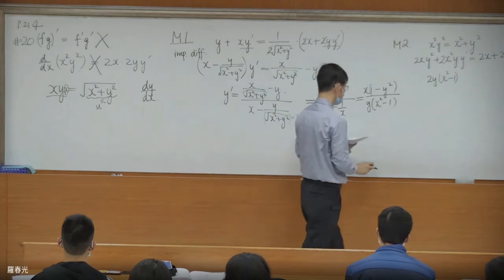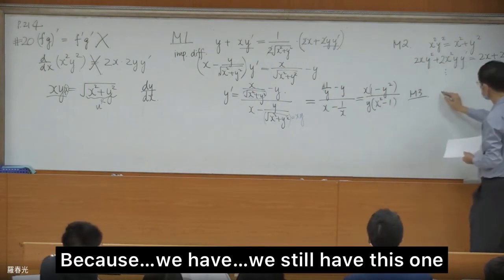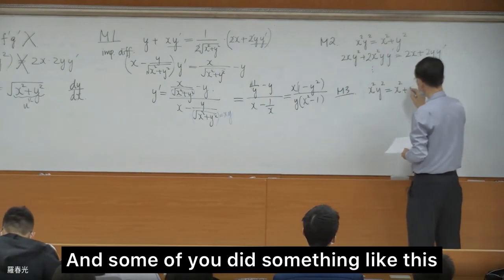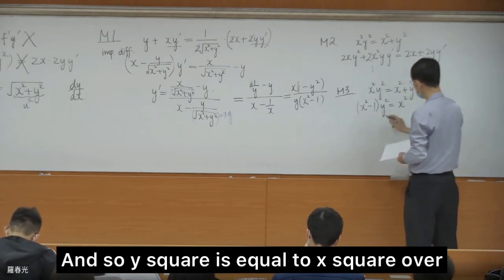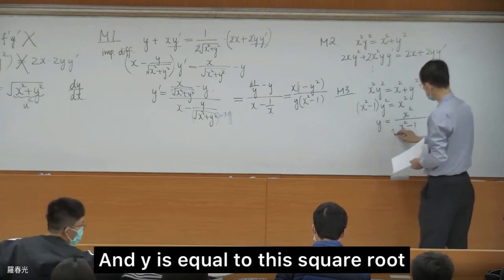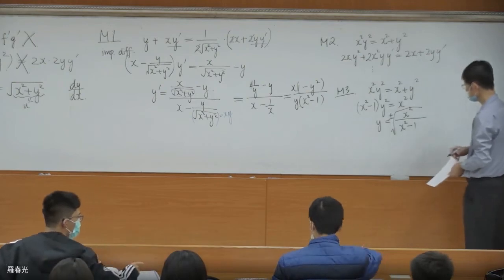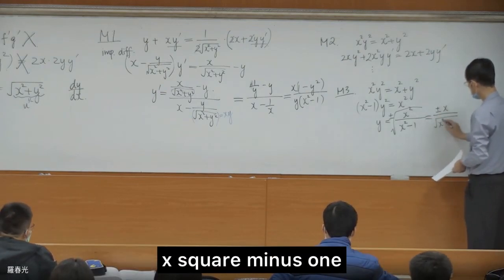But I have another. I call this method 2. And in fact we have a method 3. How? Because we still have this one, and some of you did something like this: x squared minus 1 times y squared is equal to x squared, and so y squared is equal to x squared over x squared minus 1, and y is equal to this square root, plus and minus, right? And then it is equal to plus and minus x over the square root of x squared minus 1.